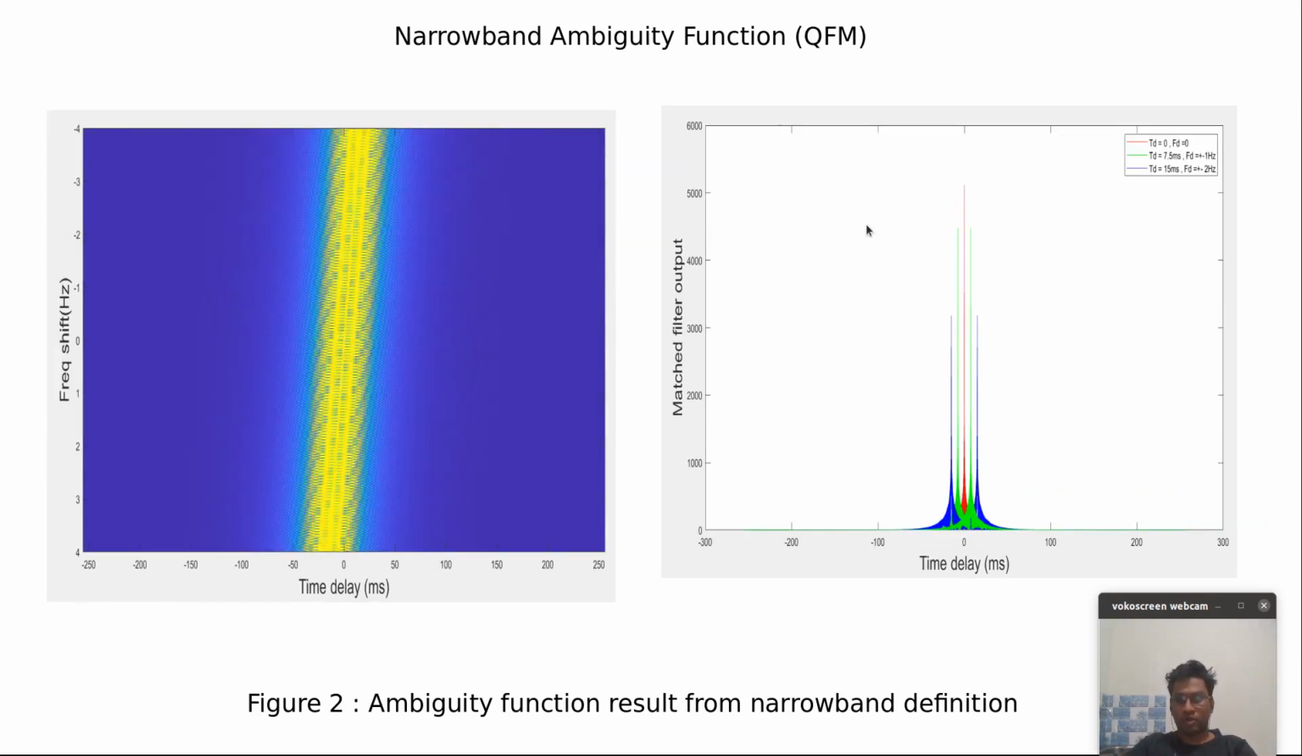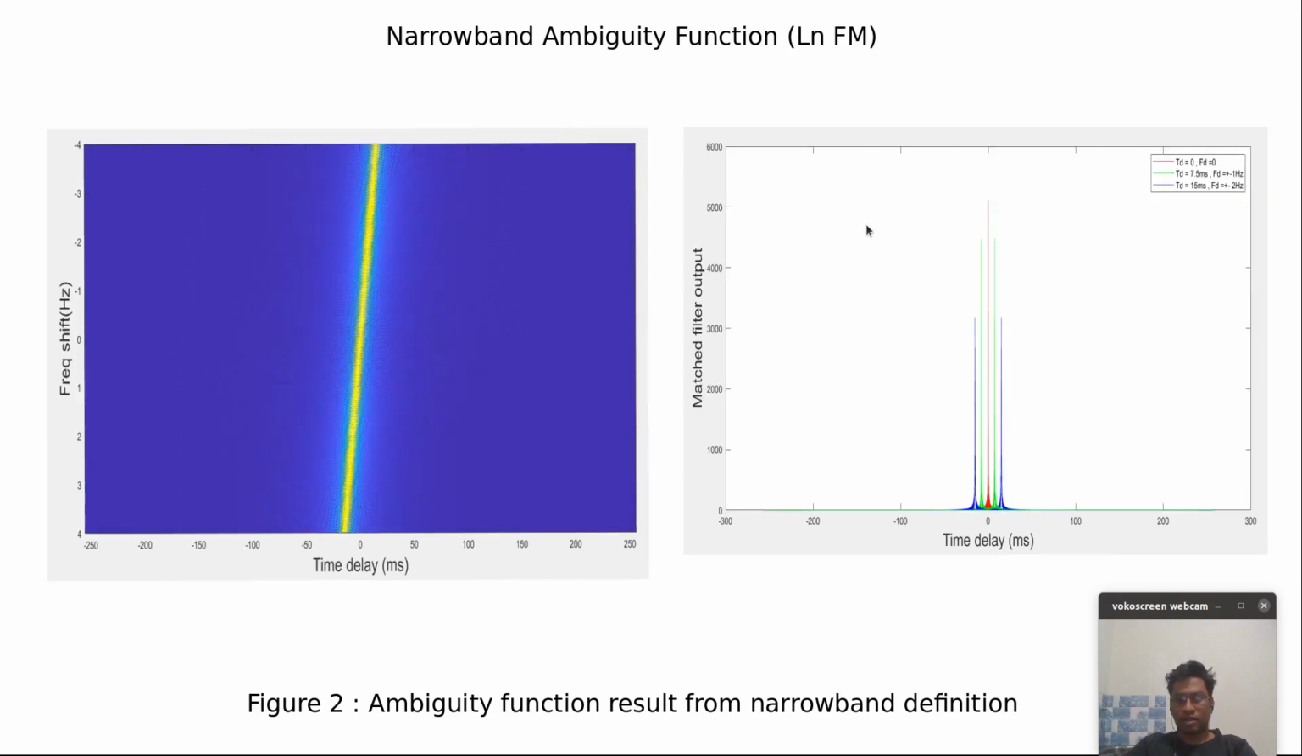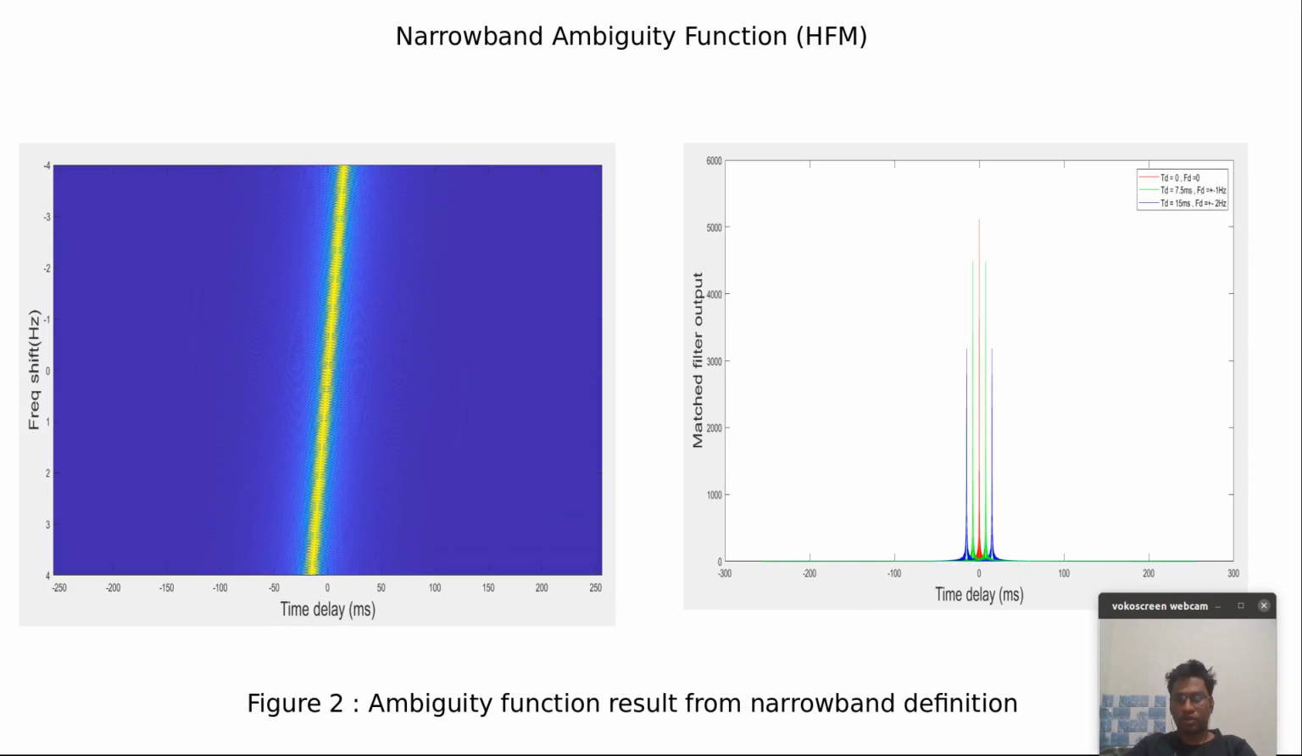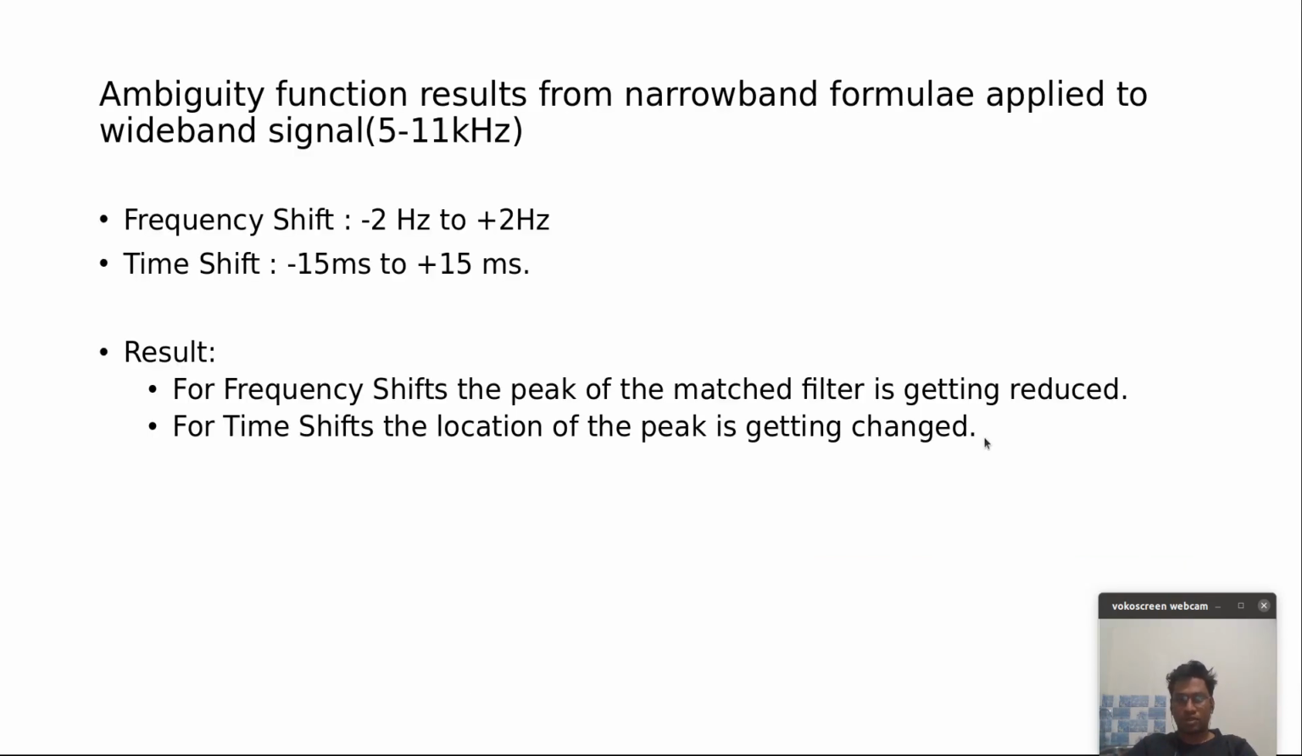When we observe, we will see that the patterns are almost similar in these 4 cases. One more important point is that if the time shift is 0 and the frequency shift is 0, we will get a maximum peak value for the matched filter output. When the time delay is increased, this peak gets shifted to the right or left based on positive or negative values we give. And for the frequency shifts, what we observe is that the value of the peak is reduced. So that is the main observation from this ambiguity function using the narrowband definition.